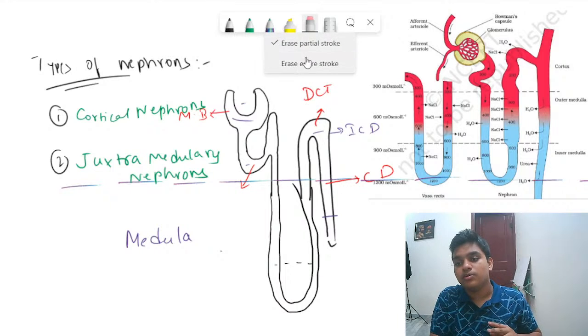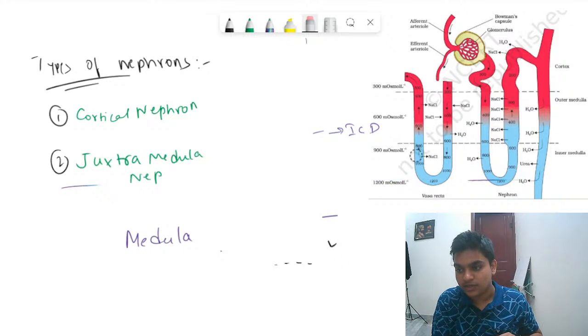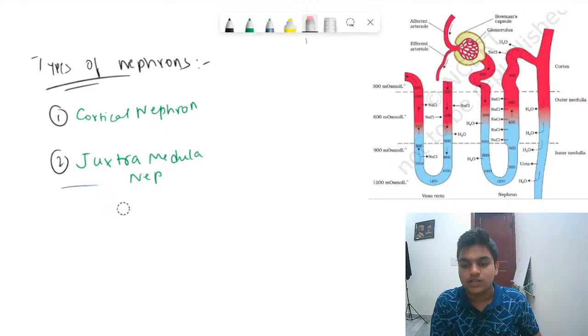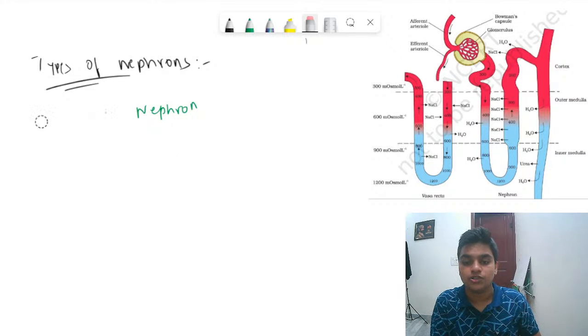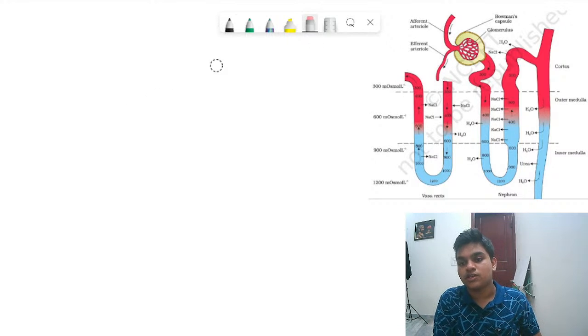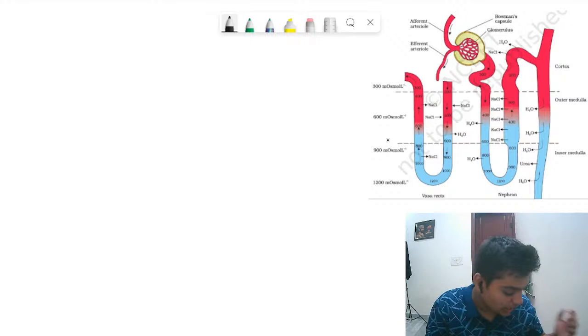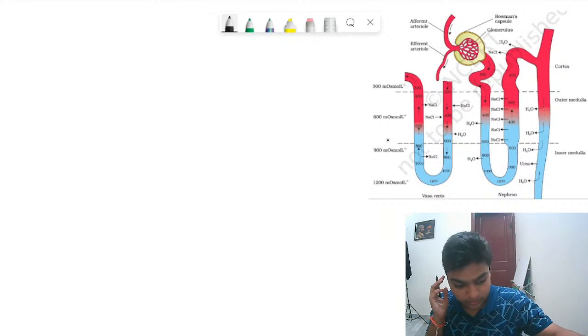And now we will be moving on to today's awaited lecture, that is the mechanism of concentration of urine. How this concentration of urine is varying with the medullary fluid. So that is what we will be seeing now.